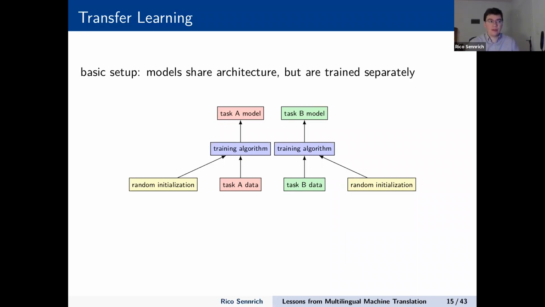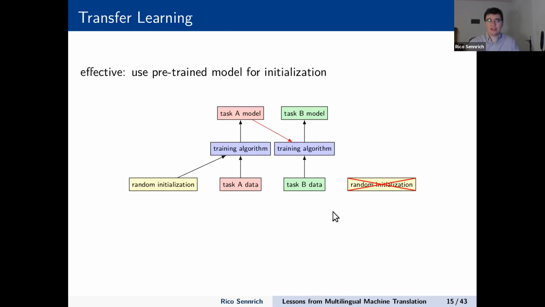So what is really different is that you feed in different data to your model. You have a different random initialization, but then you have the same training algorithm with the same architecture that you train. Now, what you can do instead of training these separately is to take a model that you train on task A, let's say one translation direction, and use this as the initial model for task B, for a different translation direction.